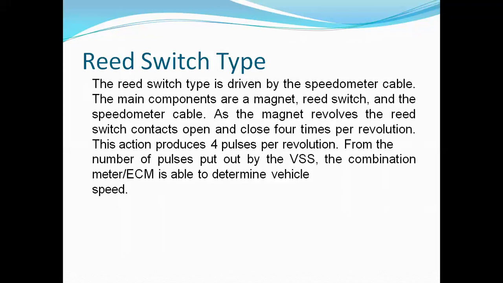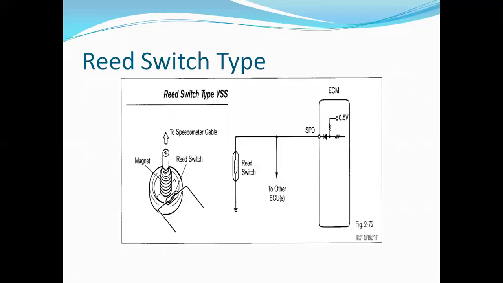A reed switch type. Yes, the reed switch type is driven by the speedometer cable, which we generally see in our automobiles. The main component is the magnetic reed switch, and the speedometer cable is directly connected to the speedometer, which indicates speed on either a digital display or an analog display. Here it is, the reed switch.